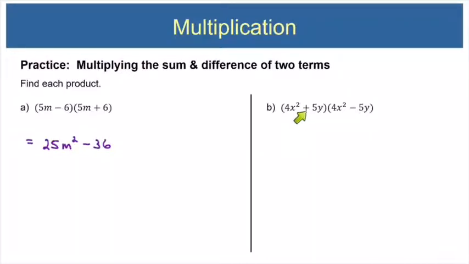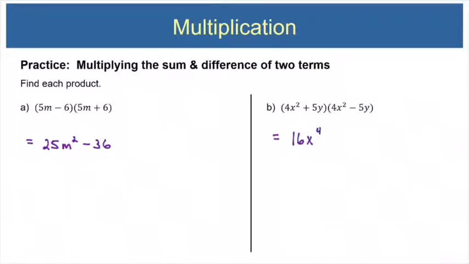First, verify that you have a sum and a difference of the same two terms. Here I have 4x squared plus 5y, and here I have 4x squared minus 5y. The only difference between them is that one has a plus and one has a minus, so our shortcut is going to work. First times first is going to be 4x squared times 4x squared.